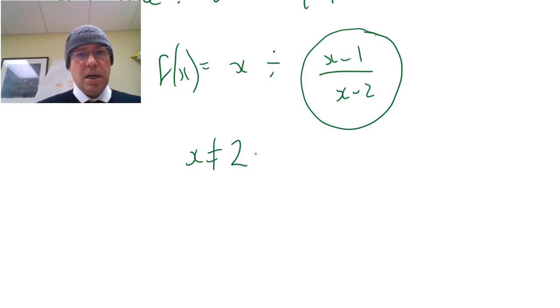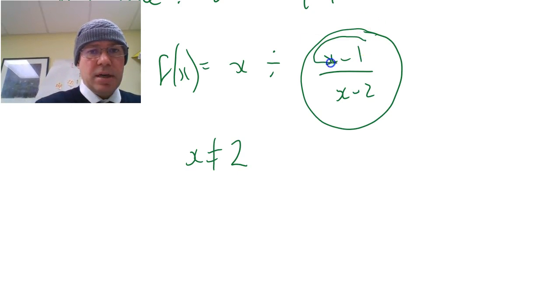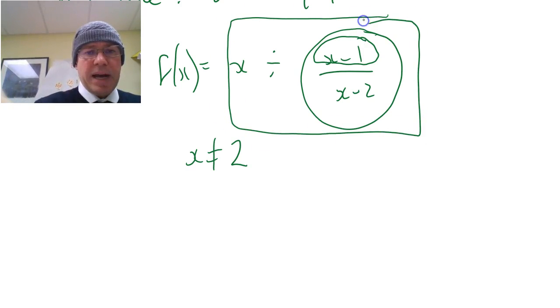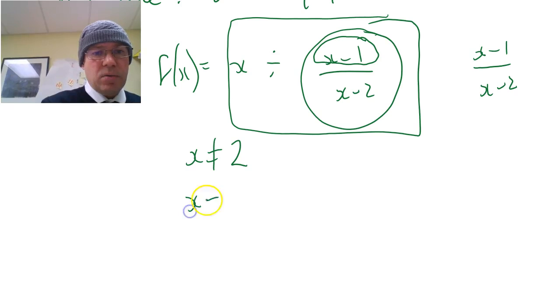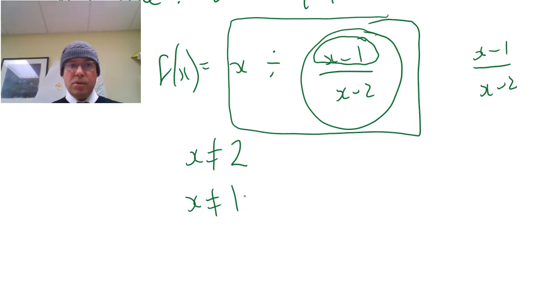Also, if we look at the numerator of this fraction here, we can see that overall we're dividing by a number. And clearly we can't divide by 0. So when is x minus 1 over x minus 2 equal to 0? That's when x is equal to 1. So clearly x cannot equal 1 as well. So without a shadow of a doubt, we can see that we have two restrictions, x not equal to 2 and x not equal to 1.